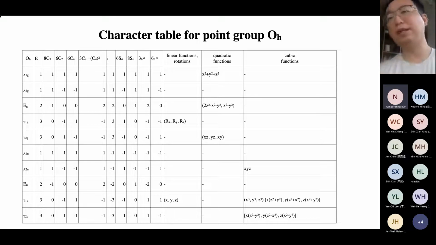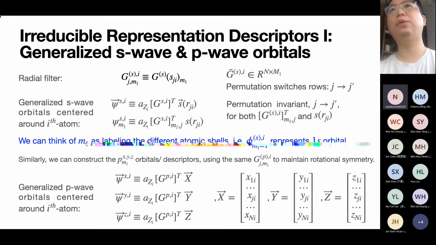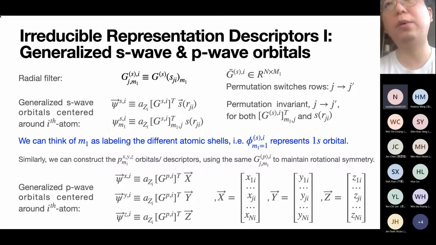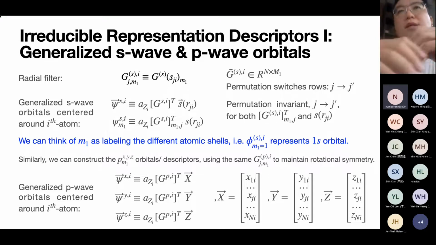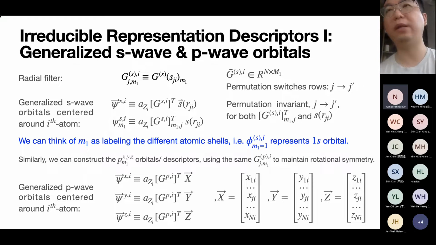So that's the take-home message that I want you to get from this slide. Details we can talk about another time. So based upon these different representations, x squared plus y squared plus z squared, T2G and T1U, or p orbital, what we want to do is a neural network construction of these different representations, or these S wave, P wave, and D wave orbitals.